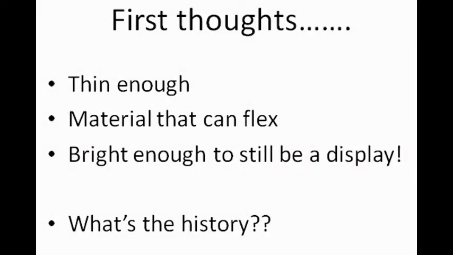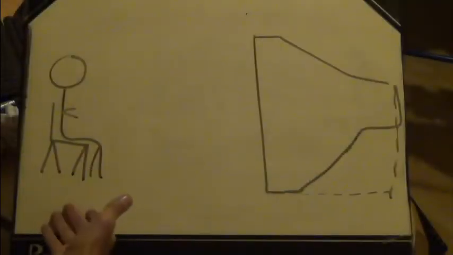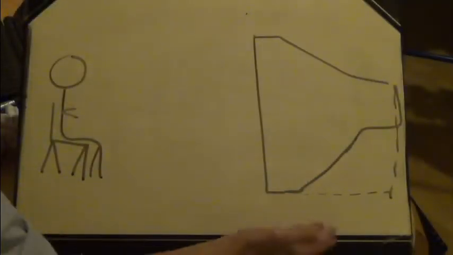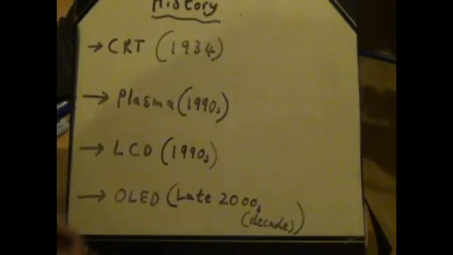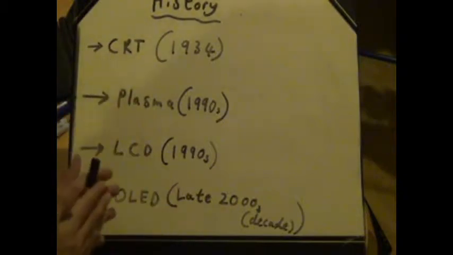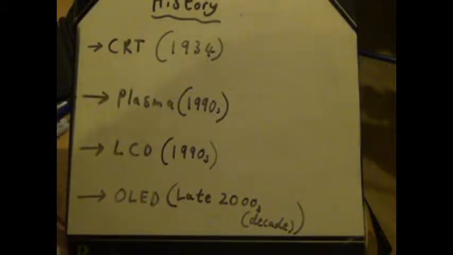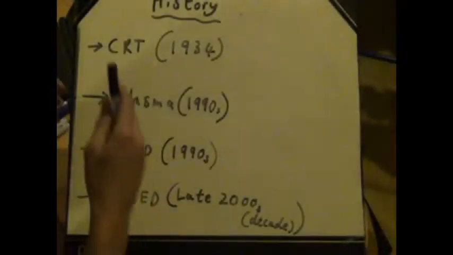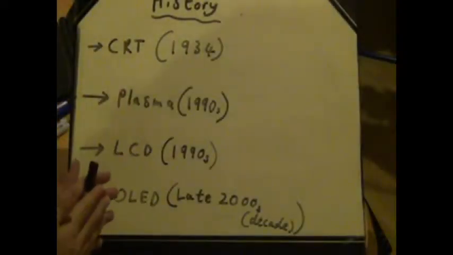So a flexible display will need to be thin enough that you can actually flex it. It'll have to be a material that can flex, so it can't be something breakable such as glass. And I suppose it has to be bright enough to actually be a display in the first place. This is a picture of someone sitting down watching our TV. Back in around 1934, from what I've been reading up, that's when the first commercially available CRT, cathode ray tube television, was available for the public.